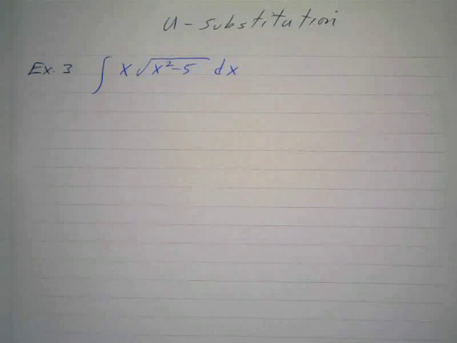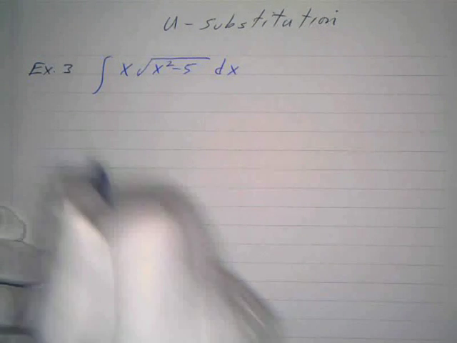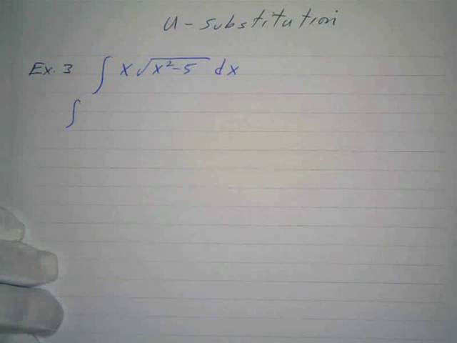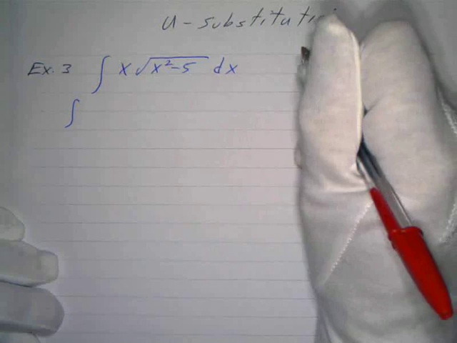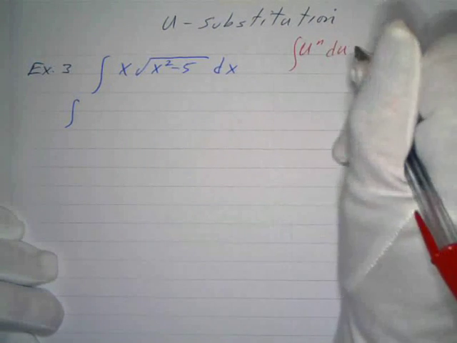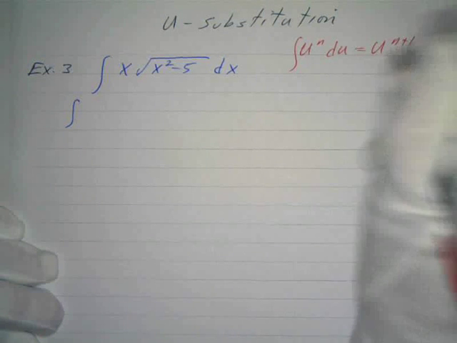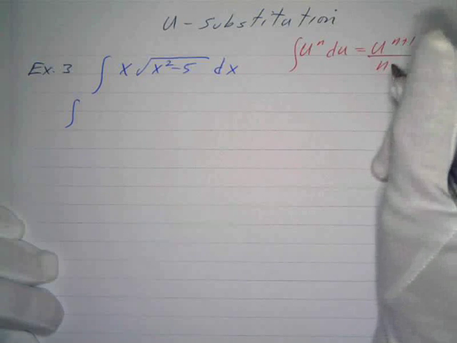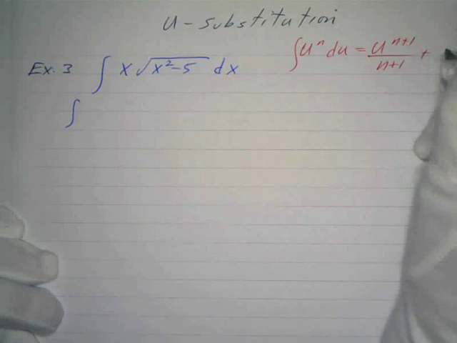We've got a composite function: we've got a square root, and we've got an x squared minus 5. So square root of something, and x times something, where the something is x squared minus 5. Those are the two functions. First of all, we'll write it a little bit nicer. Then, remember, we're going to try to get it in this form: the antiderivative of u to the n du equals u to the n plus 1 over n plus 1, plus c.